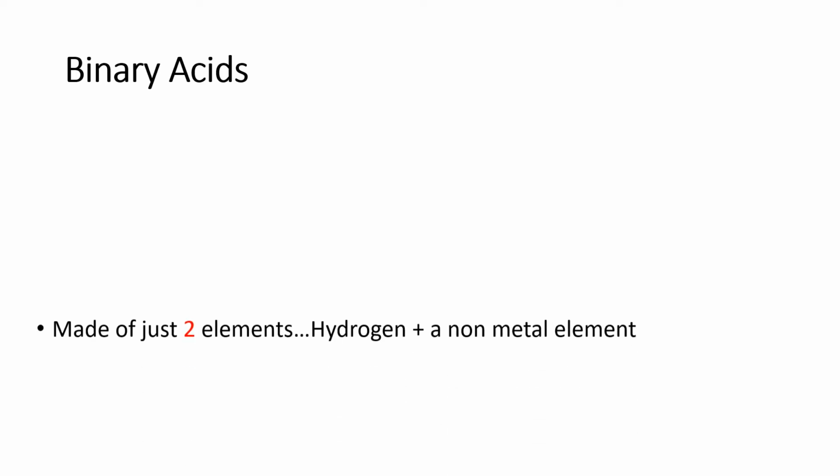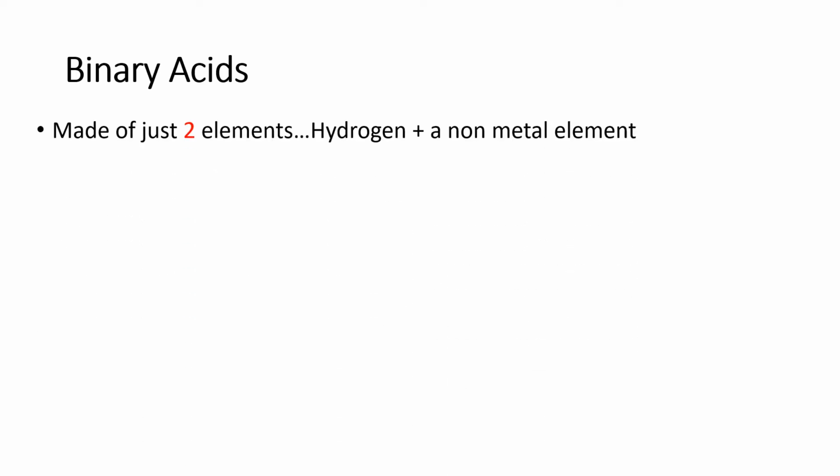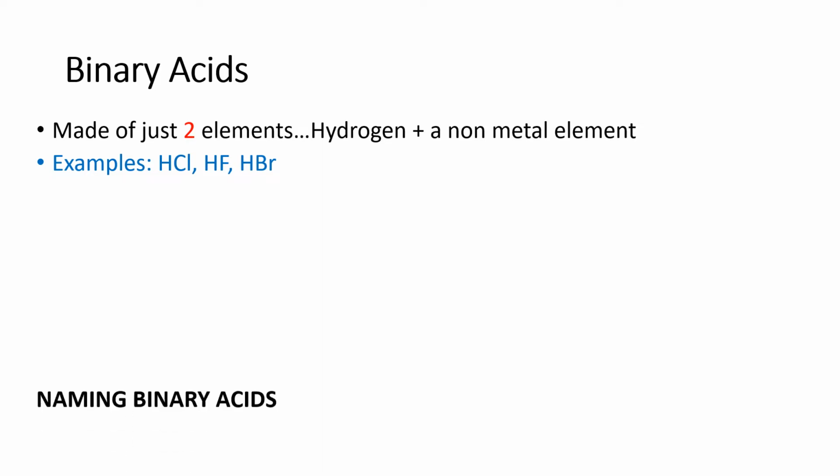So binary acids are made up of just two elements, which is the bi part, so hydrogen and a non-metal element. Some examples are HCl, HF, and HBr. So hydrochloric acid, hydrofluoric acid, and hydrobromic acid.